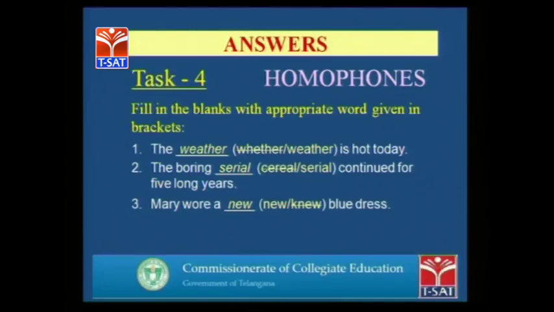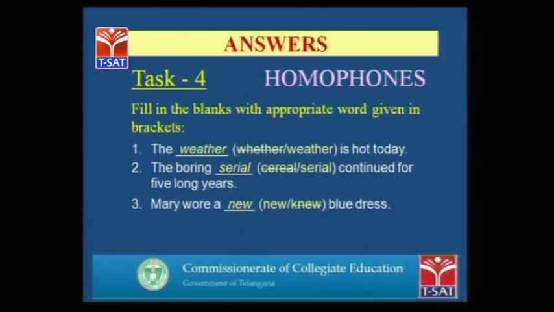And shall Mr. Krishna, could you explain other answers? Surely. When it comes to task 4, homophones, the sentence that was given is, the weather is hot today. Weather, W-E-A-T-H-E-R, means the climate, whether it is sunny, cool, or rainy. Whereas whether, W-H-E-T-H-E-R, means whether it is possible for you to come or not.